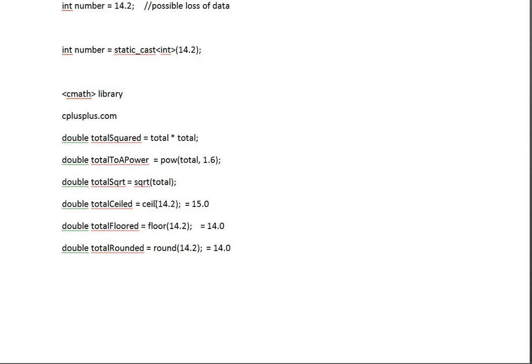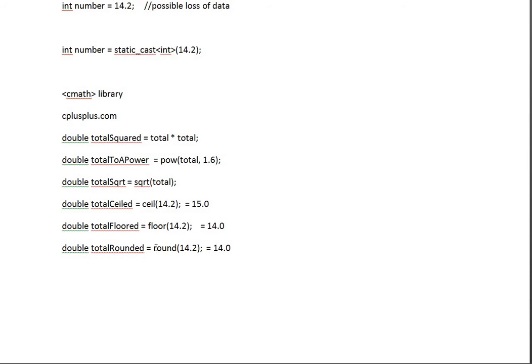One of them is called the ceil function. Ceil means ceiling, and what that means is it will give you the ceiling of 14.2, or the next whole double number from 14.2, which would be 15.0. You can also use floor. Floor will give you the lower number, which is 14.0.